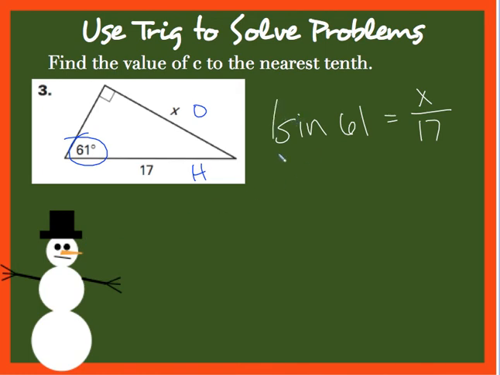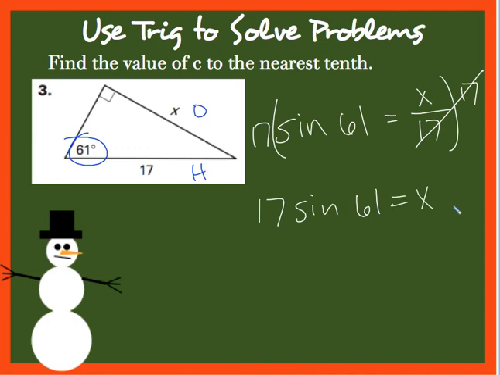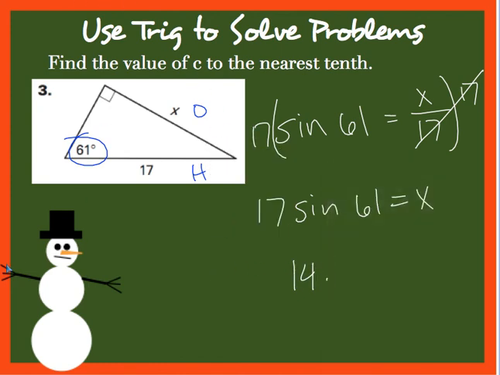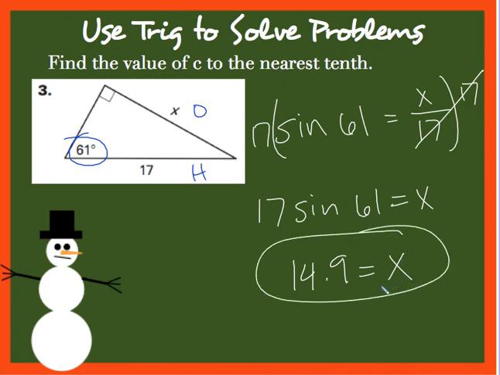So variable is on top, so you multiply by the denominator, 17. So you type 17 sine of 61 in your calculator. And I believe this is going to get something fun. Let me make sure. Oh no, this is a different one. It's not fun at all. Just a boring old 14.9. Sorry. Didn't mean to do that. And that's all there is to it.